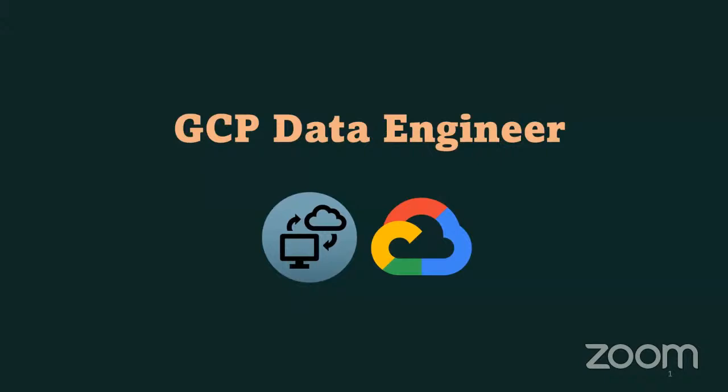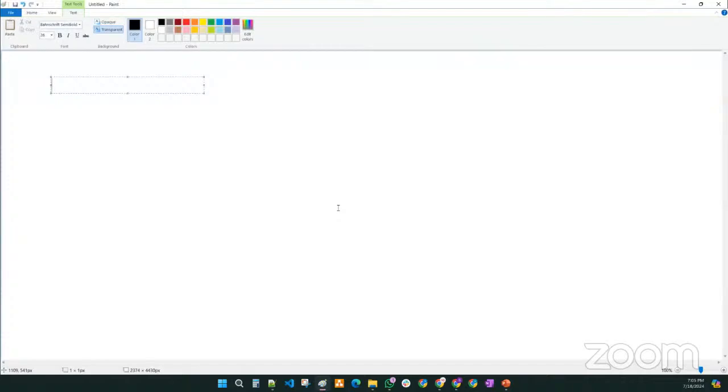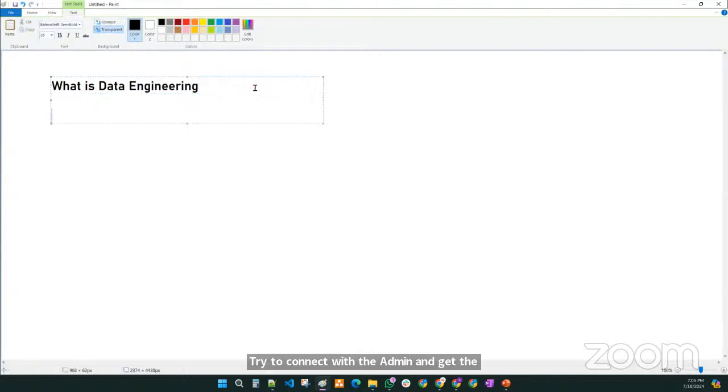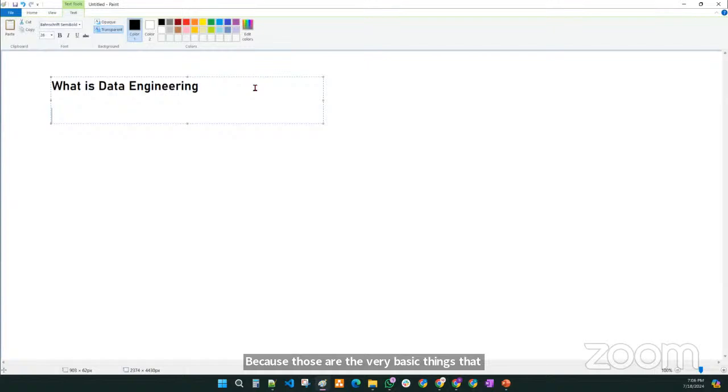So far, what we have discussed, let me just recap and then we will start today's session. If you remember, in our very first demo class, I told you about what is data engineering. Those who have missed the demos, please connect with the admin and get the video recording and complete it, because those are the very basic things that you need to have knowledge on. And I have told you about what is Google Cloud Platform in very detail.